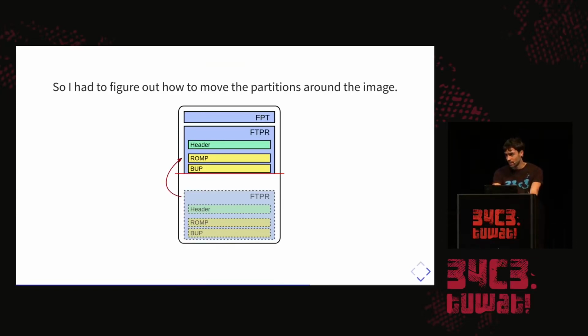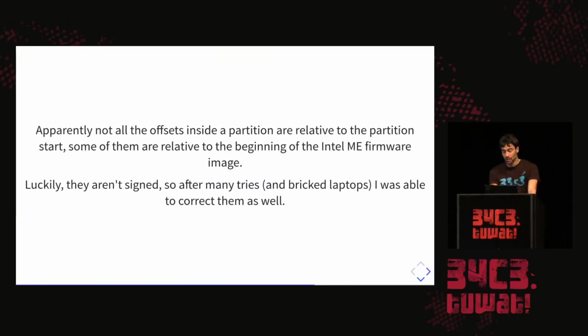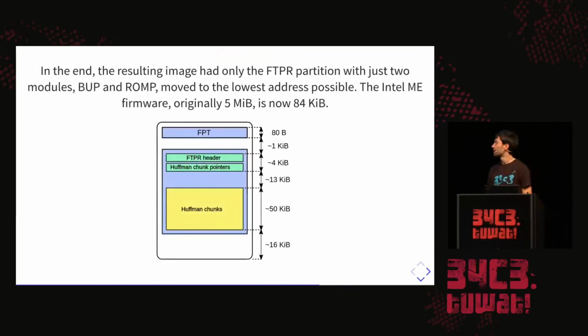Unfortunately, on generation 2, it's not that easy, because it seems that some offsets inside the FTPR partition are not relative to the beginning of the FTPR partition, but they are relative to the FPT. So you can't move the code without adjusting them as well. It took a bit of time, but I was able to find them out, and luckily they aren't signed. So after many tries and breaking my laptop many times, I found out which ones were responsible for this behavior, and I corrected them as well. I flashed back the result, and it worked again.